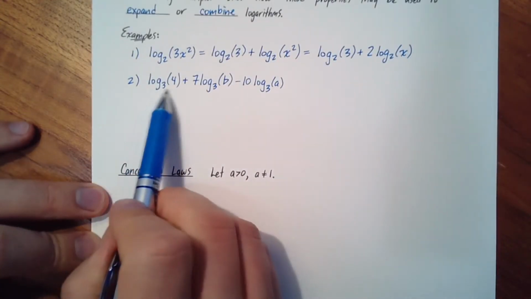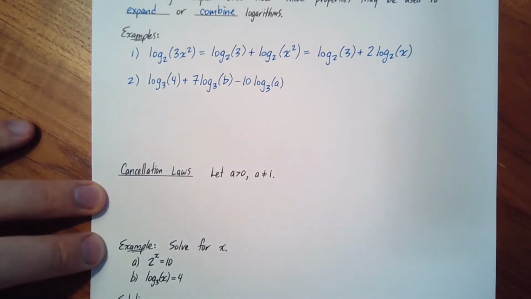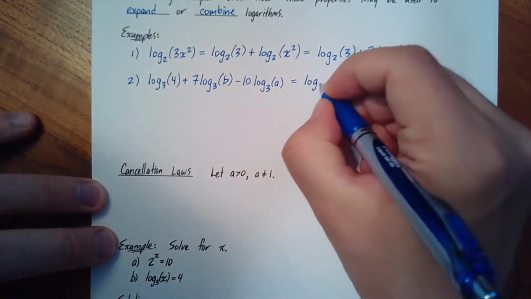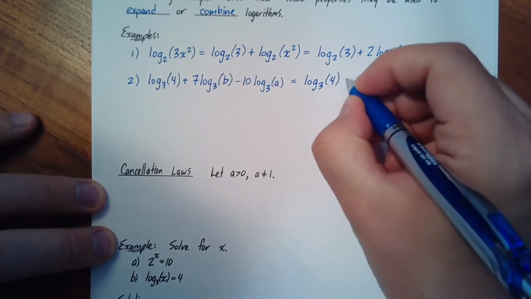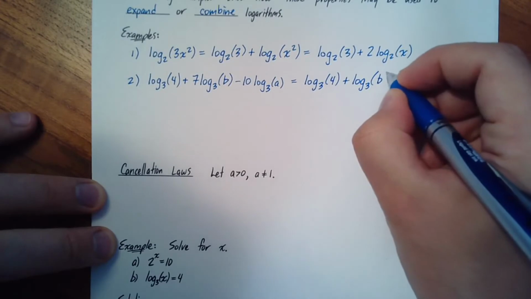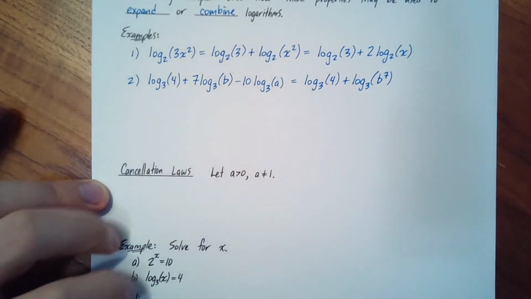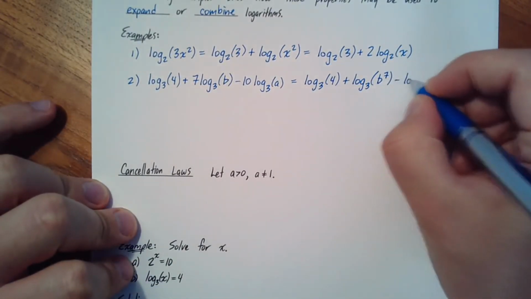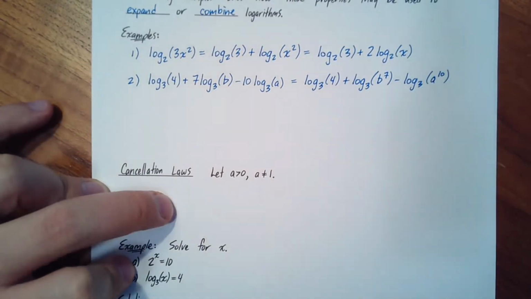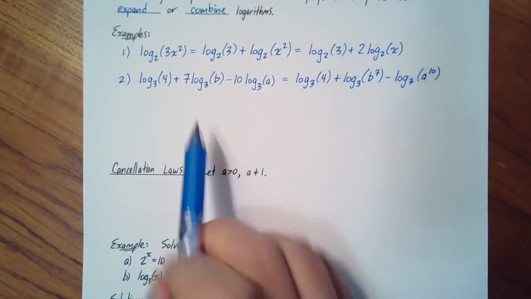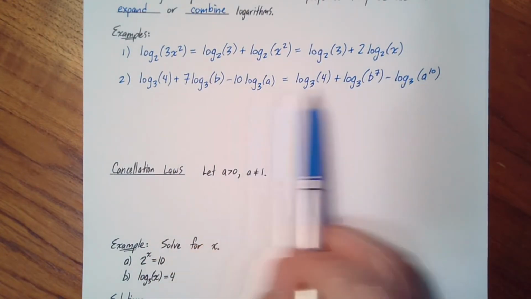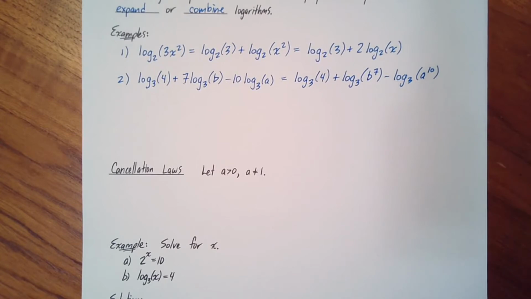And the first log, log base 3 of 4, let's just leave that one alone for now. Okay, so your first step, we'll just leave the log base 3 of 4, and we'll have plus log base 3 of b raised to the power of 7 minus log base 3 of a raised to the power of 10. So see, we just took those two multipliers, the 7 and the 10, and we wrote them as exponents. That subtraction here is still written here. Okay, so now be careful.